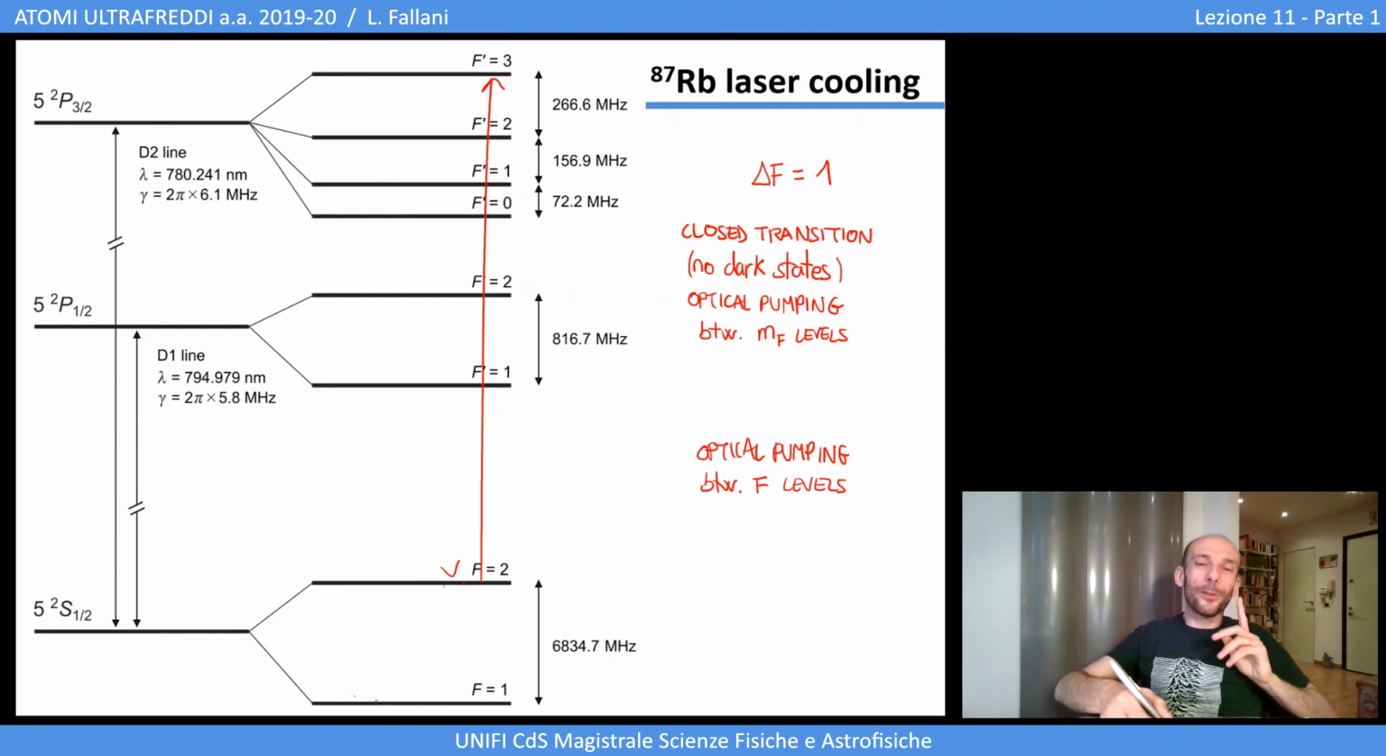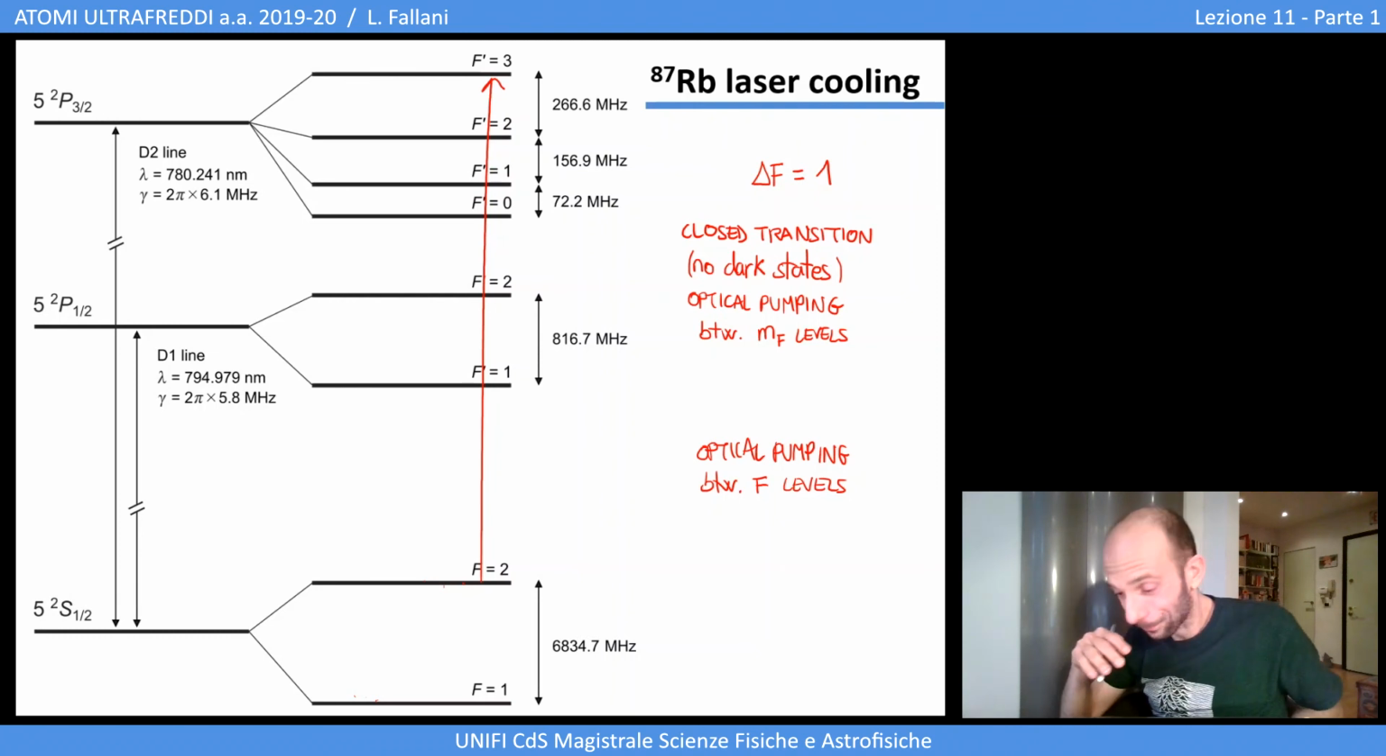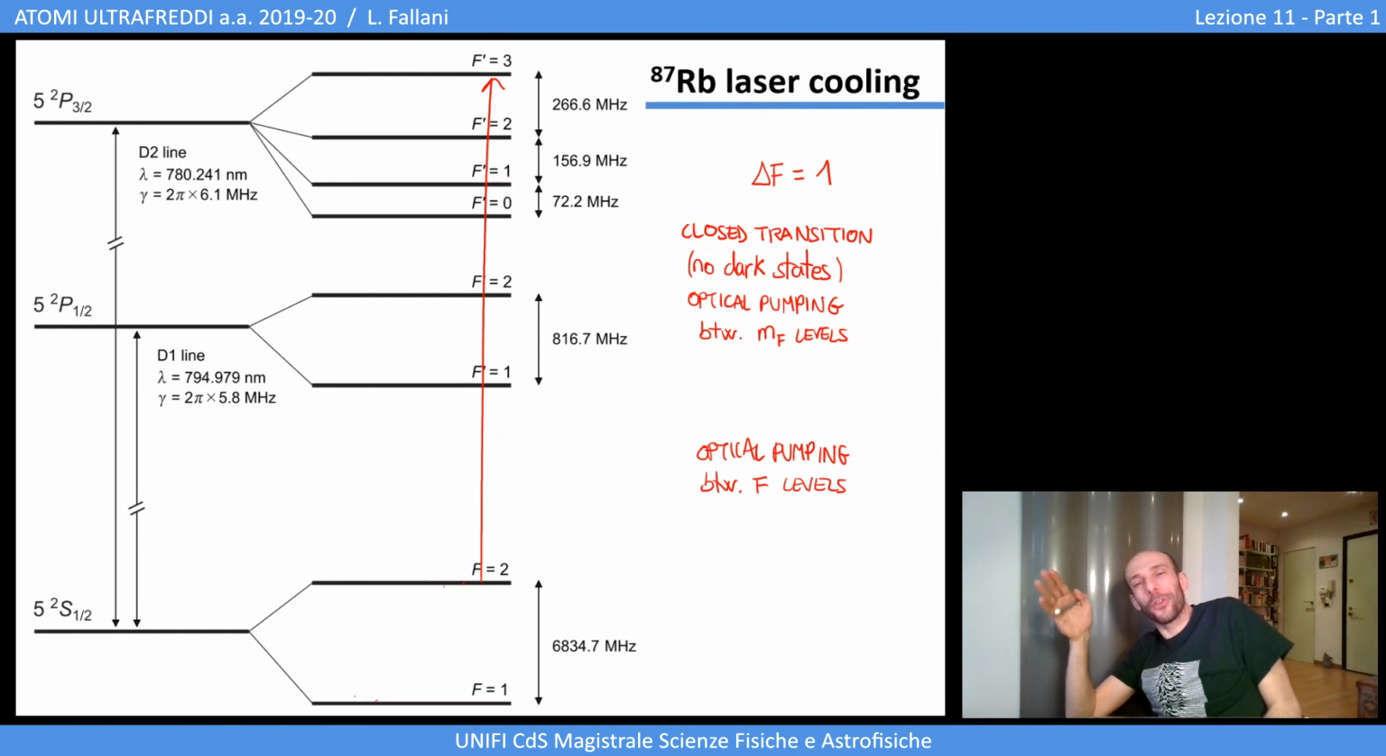And so this is also why, when I introduced the topic of optical pumping, I was referring to this situation of a transition from f equal 2 to f prime equal 3. That is what you have in rubidium, but you also have the same with sodium and with other alkali atoms. Okay, a really very last point, and then we conclude this video.